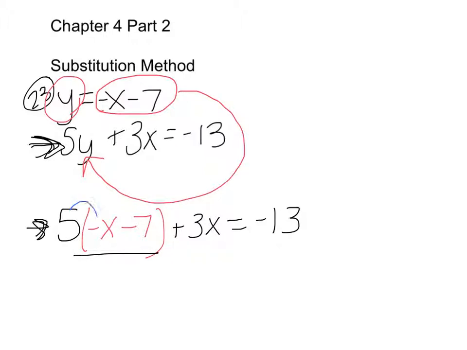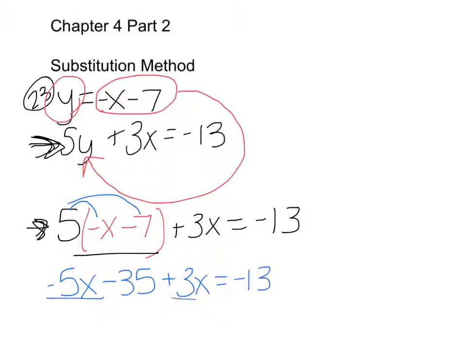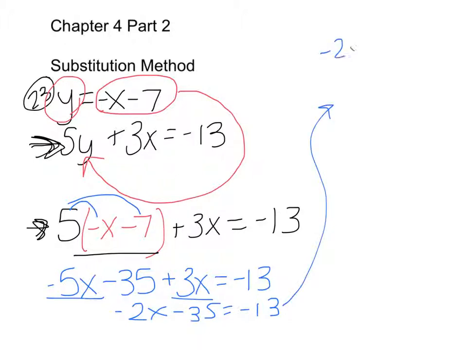So we will distribute the 5 inside the parentheses. So we'll get 5 times negative x is negative 5x. 5 times negative 7 is negative 35. Bring down the 3x equals negative 13. We are going to combine like terms. Negative 5x plus 3x is negative 2x minus 35 equals negative 13. And I've run out of space, so I'm going to bring this up here. So negative 2x minus 35 equals negative 13.